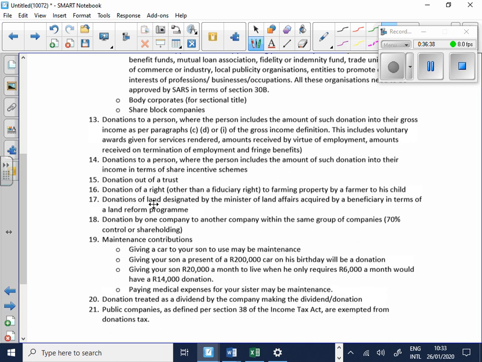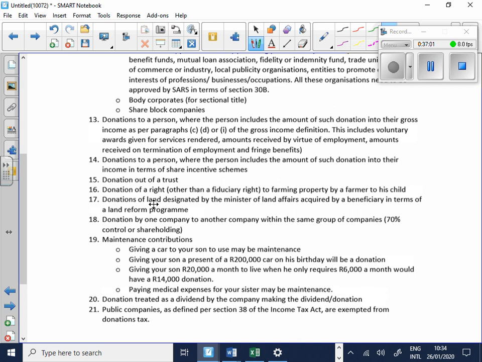Next one, it says donations to a person where the person includes the amount of such donation into their income in terms of a share incentive scheme. I'll do one in the example now with this. Donation out of a trust, free. When you put it into the trust, you pay the donations tax. When it goes out of the trust, there's no donations tax. Is that all right? Anything out of a trust, no donations tax.